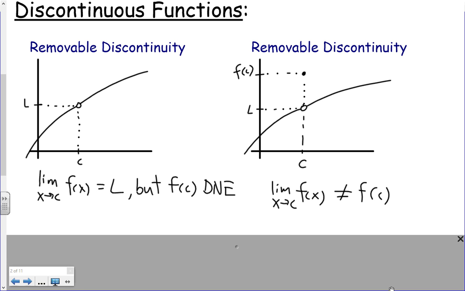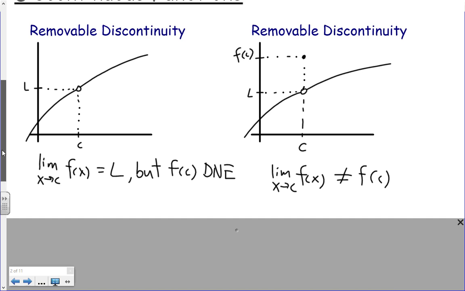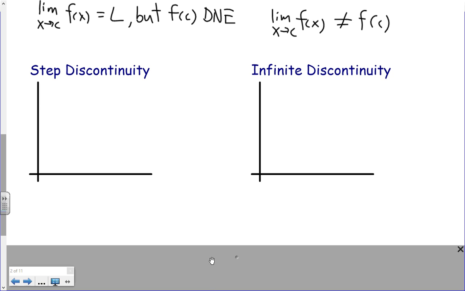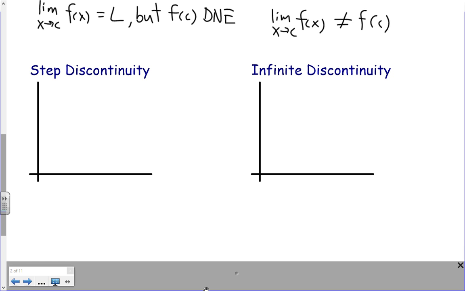All right, so even if we try to fix that problem here and make this thing continuous, unless I plug the hole with that point that I put in there, I still have a discontinuous function. All right, but those are both examples of removable discontinuities. Let's take a look at two more discontinuities, and then we'll jump into some continuous functions.